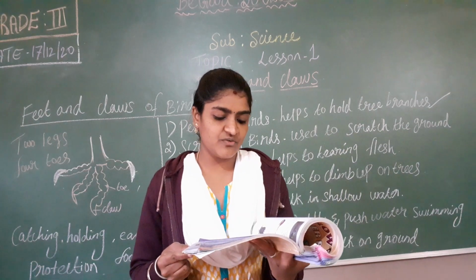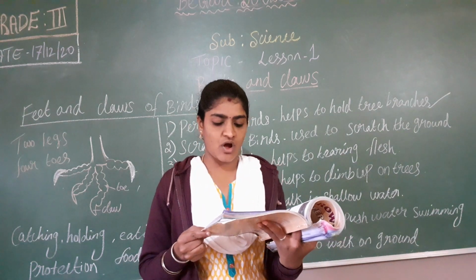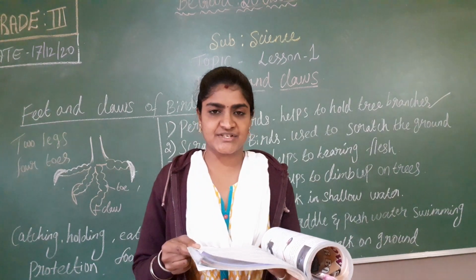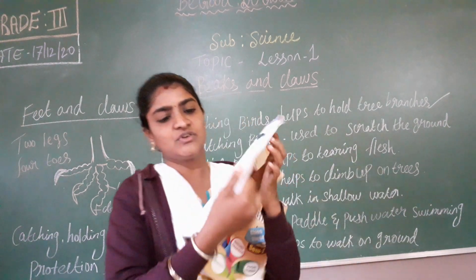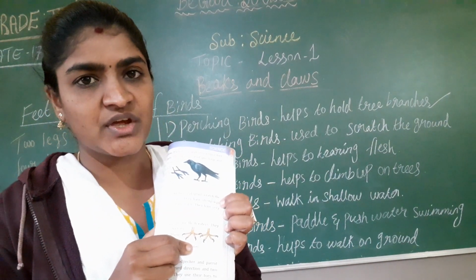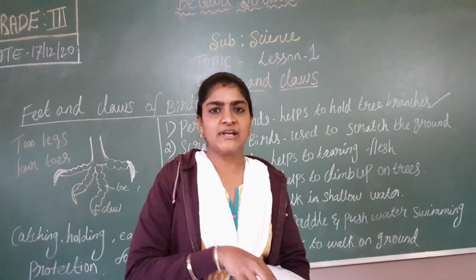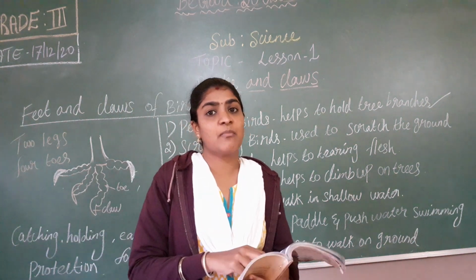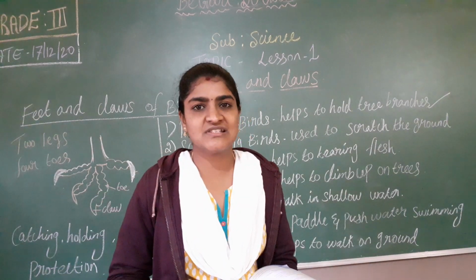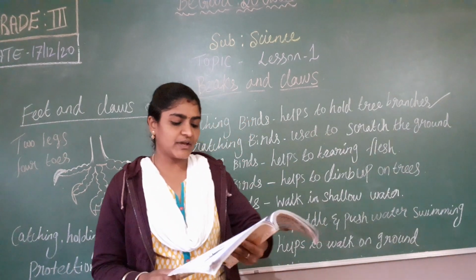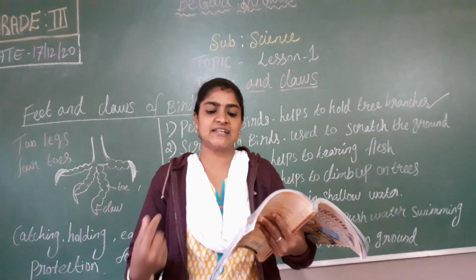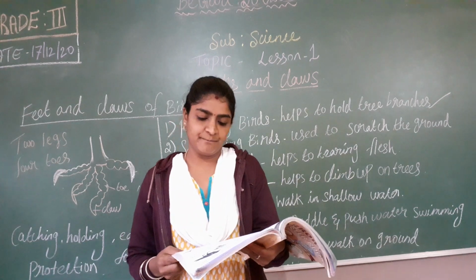These birds have very strong and sharp claws called talons for tearing the flesh of the prey. Here you can see this bird's claws are very sharp. It is able to hold big animals like a snake, mice and rabbit with the help of its claws. That much strong it is. These birds eat the flesh of other animals, so that is the reason they are called praying birds.